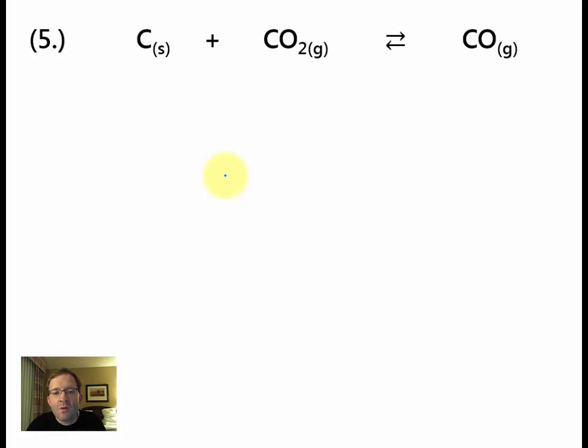And so this is one carbon and then another one on the left, so 2 carbons and 2 oxygens, which means we're going to need a 2 over here. So 1 carbon and 1 carbon dioxide will combine to make 2 carbon monoxide molecules.